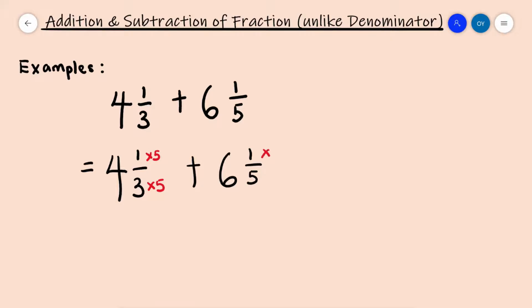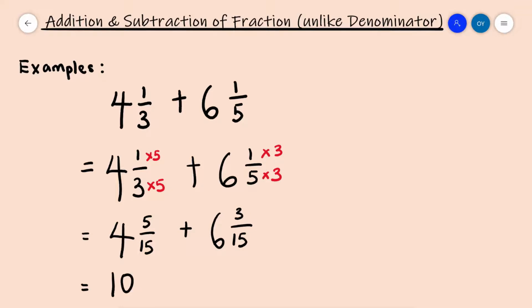So this becomes 4 5 over 15 plus 6 3 over 15. So now we can add the whole numbers, that is 10. Then 5 plus 3, that is 8 over 15. So 4 1 over 3 plus 6 1 over 5 is 10 8 over 15.